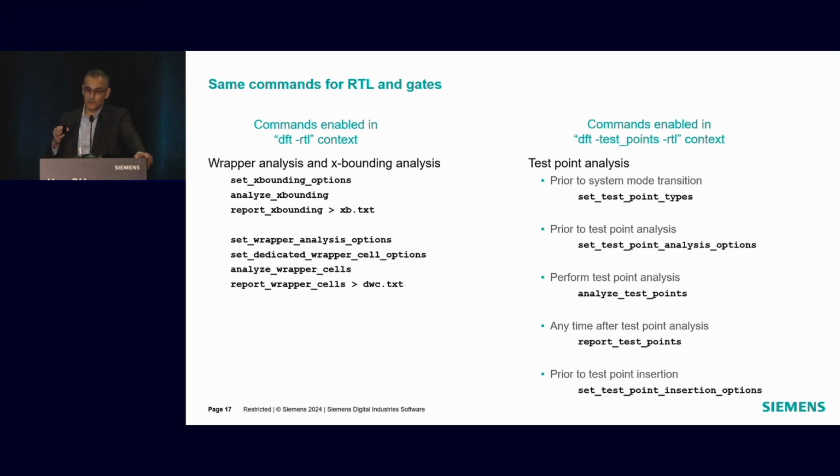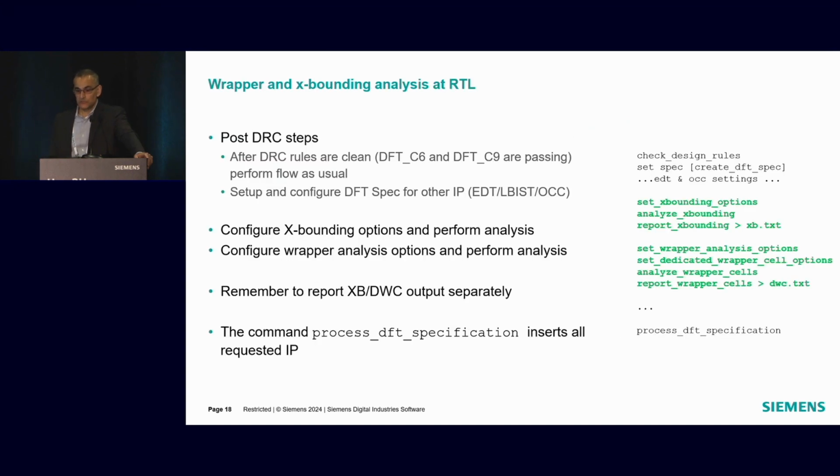So the commands on the left are available now in the DFT-RTL context, and the ones on the right are available in the test-points-RTL context. So same commands, same functionality, so the analysis can now be done at RTL, and you can then optionally tell the tool to insert it. So how would you do that? So for wrapper analysis and expounding, really the important part is the green commands on the right.